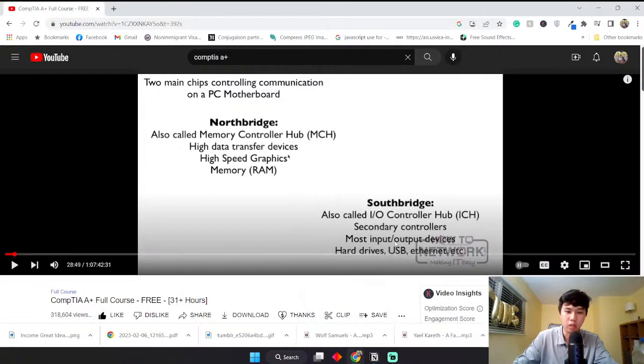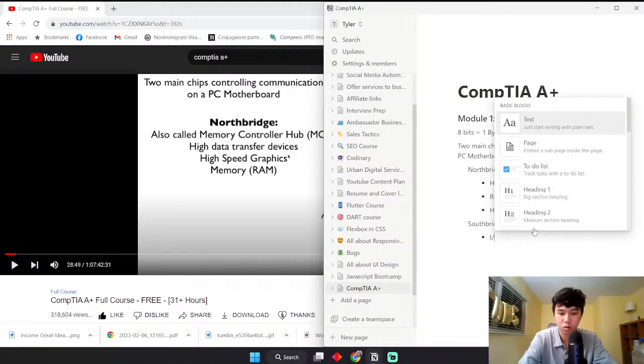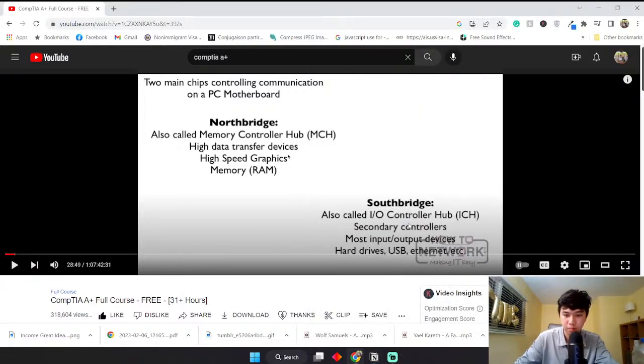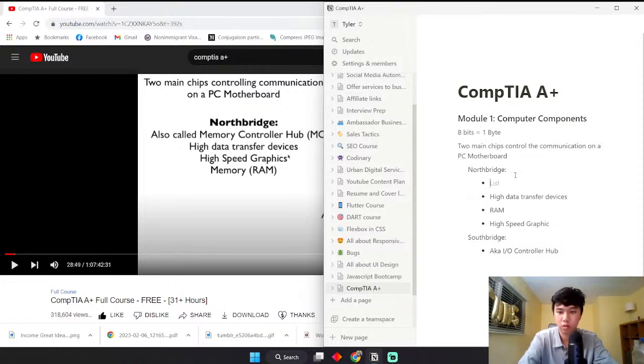So next one is going to be I/O hub controllers, also known as the I/O controller hub. And the North Bridge is also known as the memory controller hub.